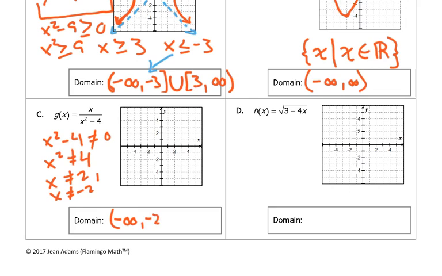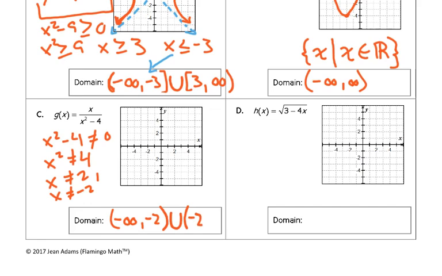Can it equal negative 2? No, it cannot, right? If I plug that in, then I get 0 in the denominator. So I cannot equal it, so I'm not going to put a bracket, I'll put a parenthesis. Cannot equal negative 2, right? And then I'm going to skip that point, and I'm going to pick up again, not including negative 2.